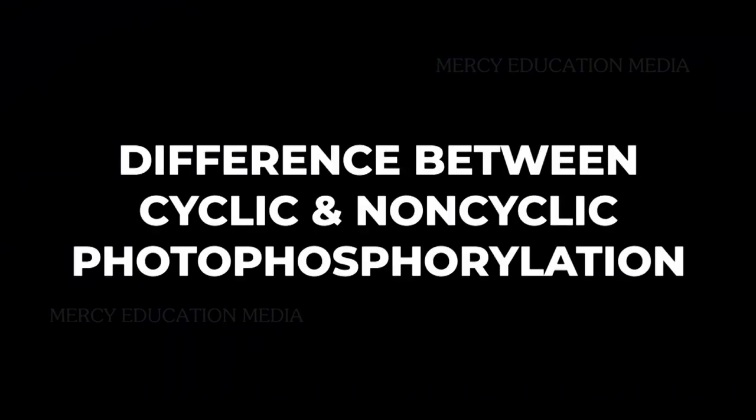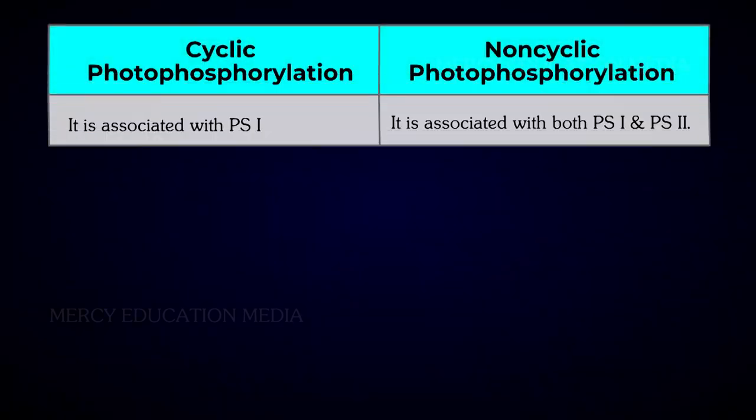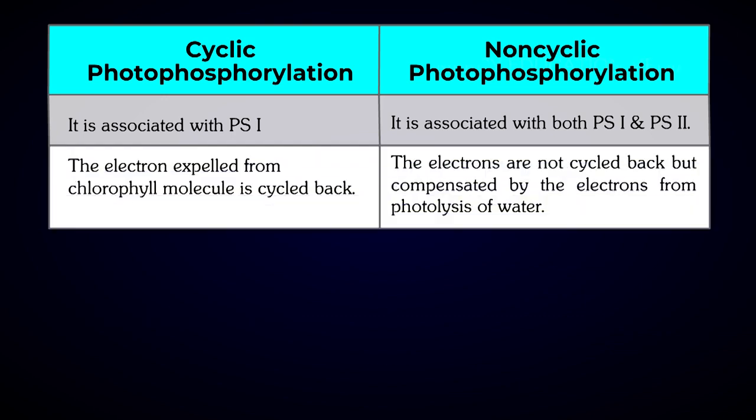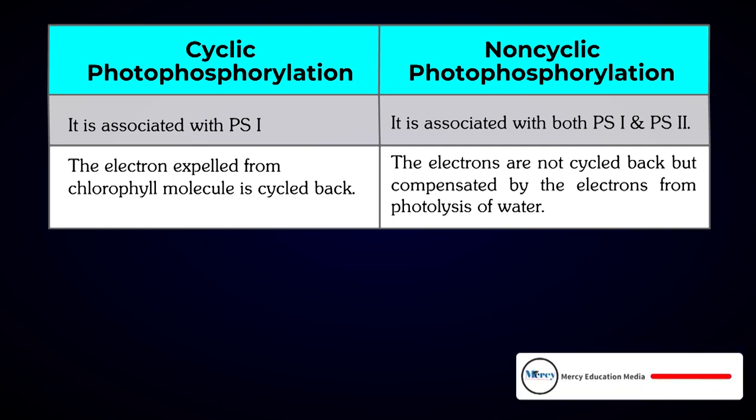Let us know the differences between cyclic and non-cyclic photophosphorylation. Cyclic photophosphorylation is associated with PS1. Non-cyclic photophosphorylation is associated with both PS1 and PS2. In cyclic photophosphorylation, the electron expelled from the chlorophyll molecule is cycled back. In non-cyclic photophosphorylation, the electrons are not cycled back but compensated by the electrons from the photolysis of water.